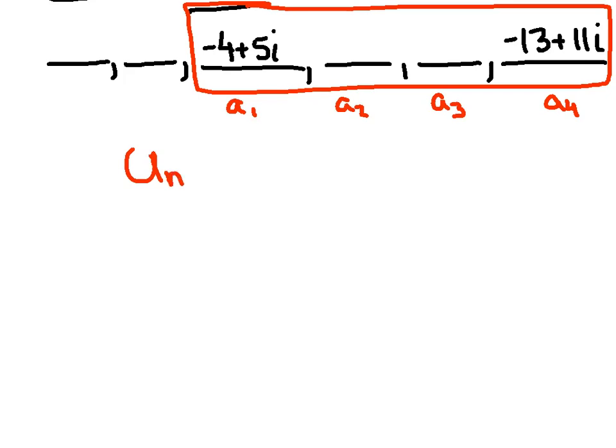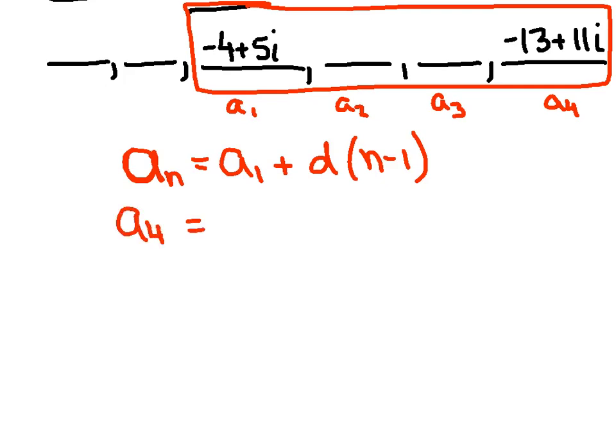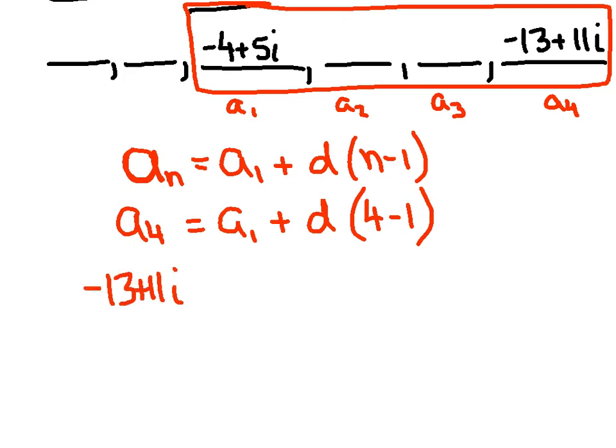And remember that formula, a sub n equals a sub 1 plus d quantity n minus 1. What I'm going to do is say a sub 4 equals a sub 1 plus the common difference. Notice I substituted a 4 in for n, so it's going to look like this. And then I can substitute the negative 13 plus 11i in for a sub 4. I can substitute the negative 4 plus 5i in for a sub 1. And then if I simplify 4 minus 1, I get 3d. Now guess what I'm trying to solve for? Yeah, I'm trying to solve for d, and that's why this strategy works so nicely.